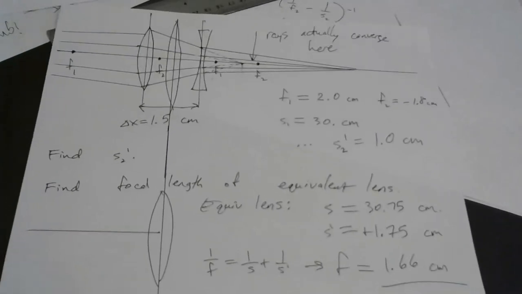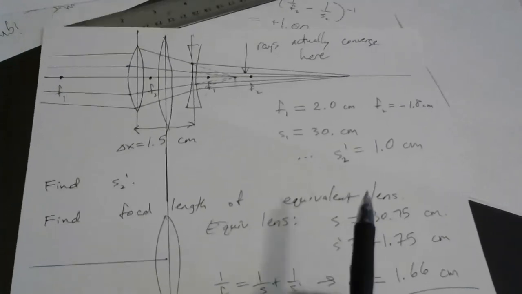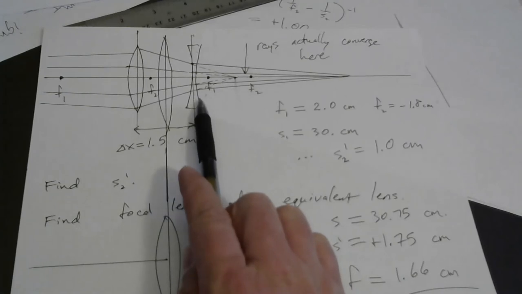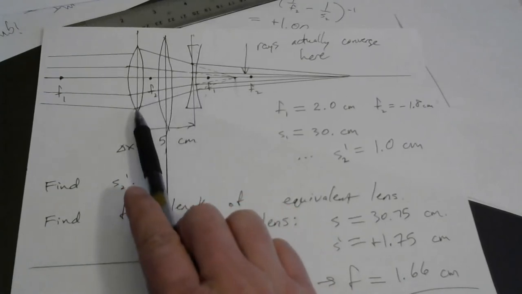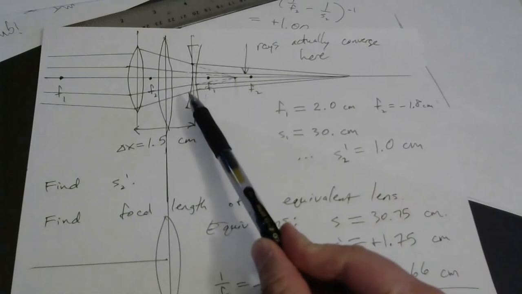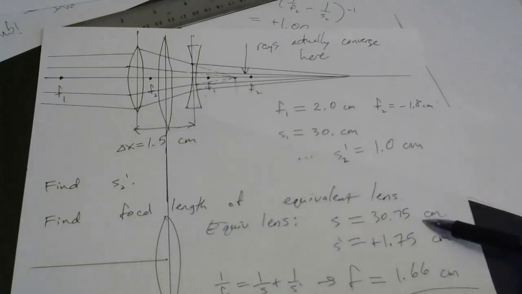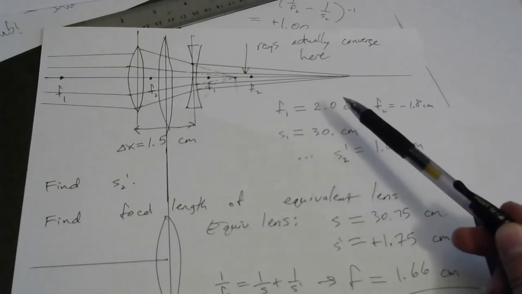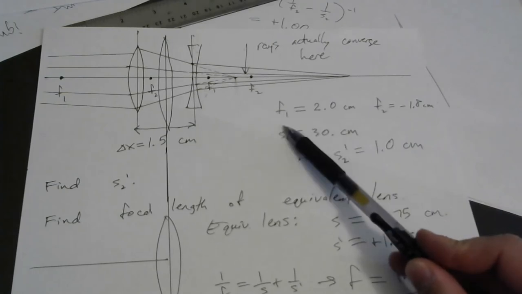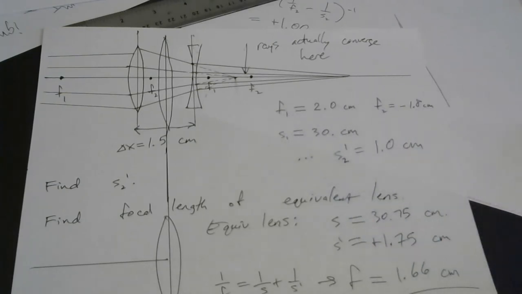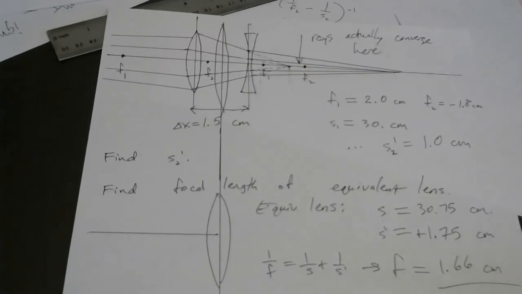Now, I find that result a little odd because the whole point of putting the diverging lens in sequence with the converging lens is to change the focal length, to increase it effectively. And I found that the focal length of this equivalent lens is actually shorter than the focal length of the converging lens alone. I was expecting it to be longer. So perhaps that has something to do with the fact that the object was only 30 centimeters away and not farther. If you find an error in my calculation, please let me know.